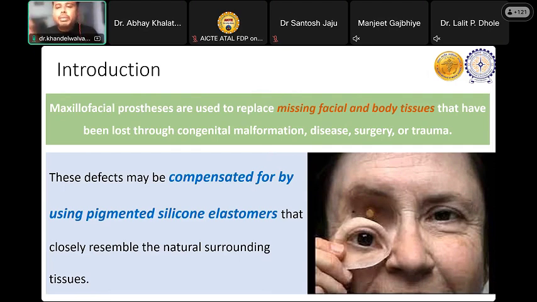Also, every time the patient receives a new prosthesis, it will differ with respect to shape and fitting of the part, so they again need time to adjust to the newer prosthesis. So these are the many problems associated with the existing maxillofacial prosthesis technique, the way of fabrication, and also the behavior modification required of the patients.